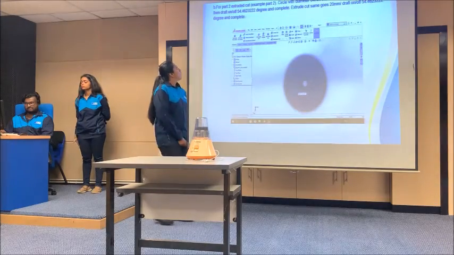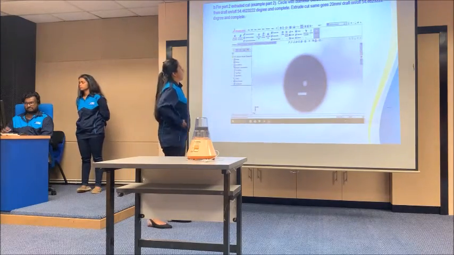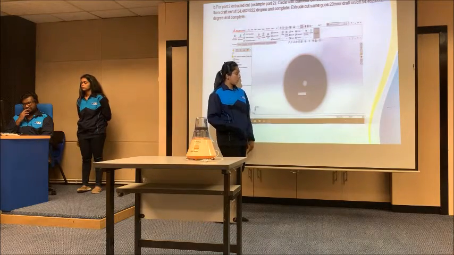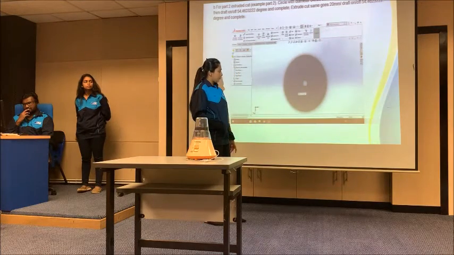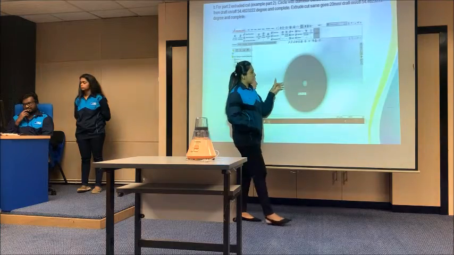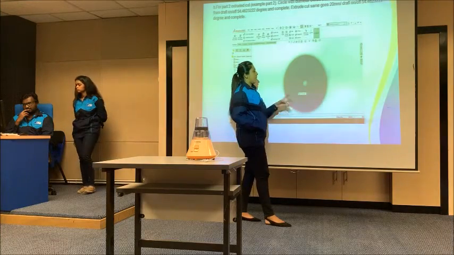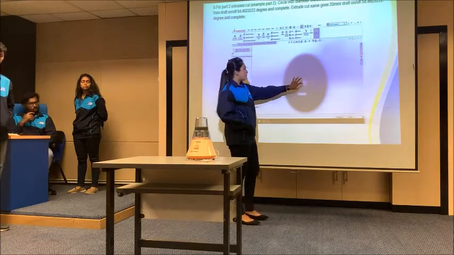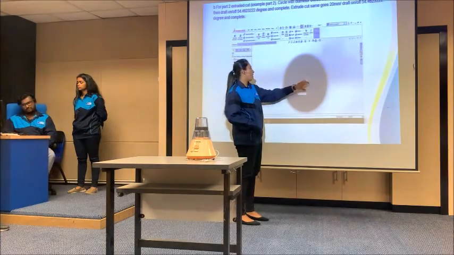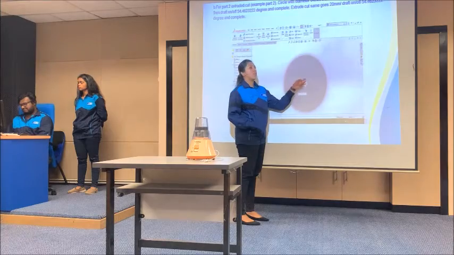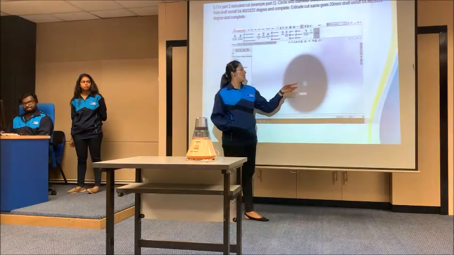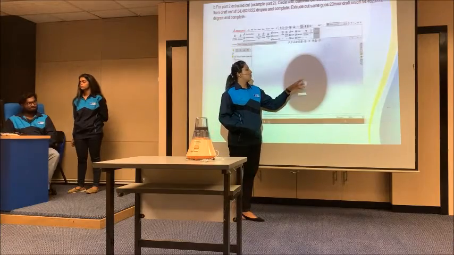Okay, for part 2, extruded cut. This is an example of part 2, where we have already done a circle and dimensioned it, and then we need to extrude cut. That means giving a hole here. For that particular procedure, we will do extrude cut.